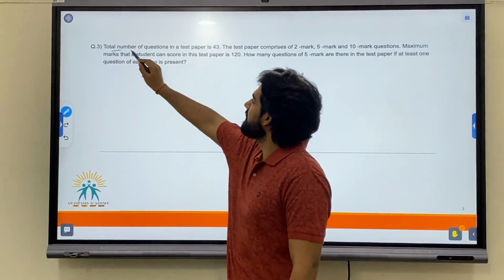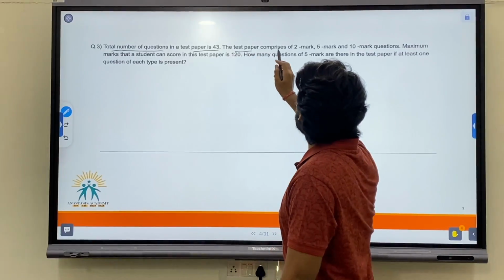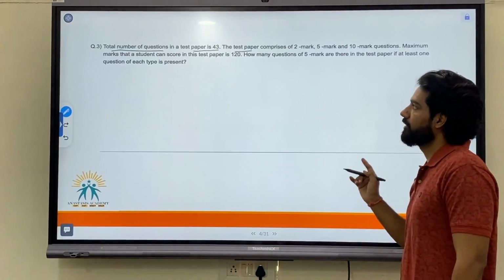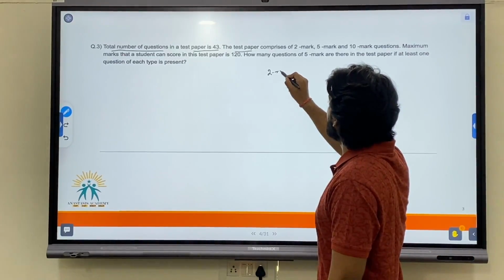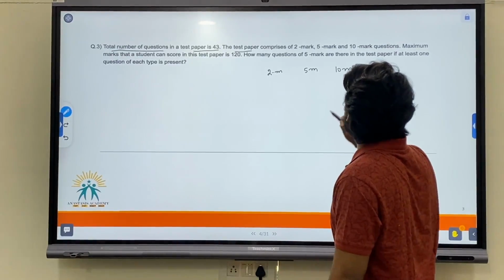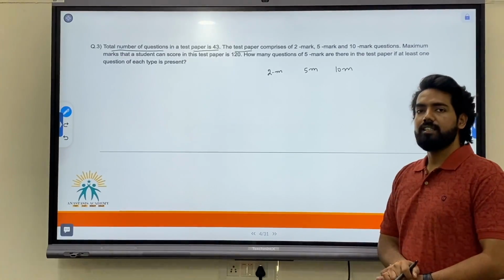The total number of questions in a test paper is 43. The test paper comprises 2 mark, 5 mark and 10 mark questions. So the question paper comprises 2 mark questions, 5 mark questions and 10 mark questions, and the total number of questions in a test paper is 43.